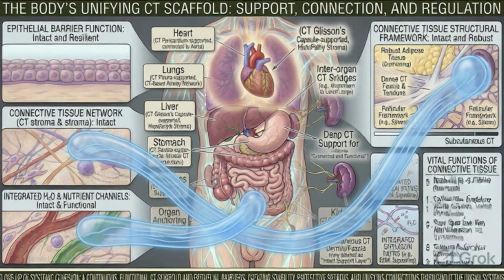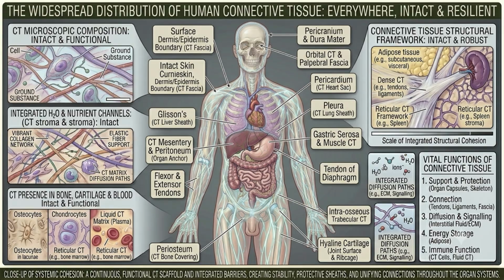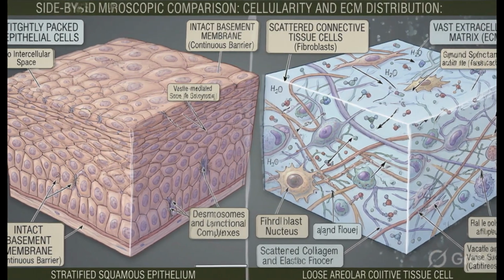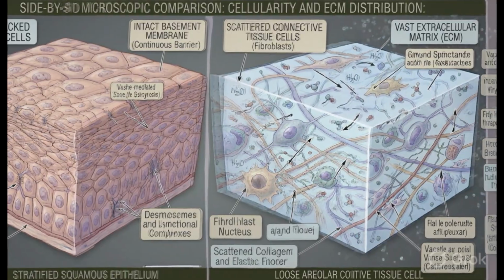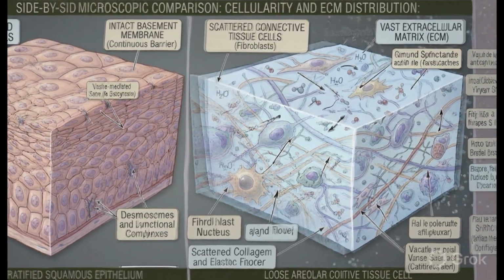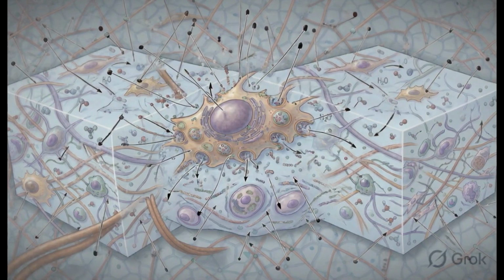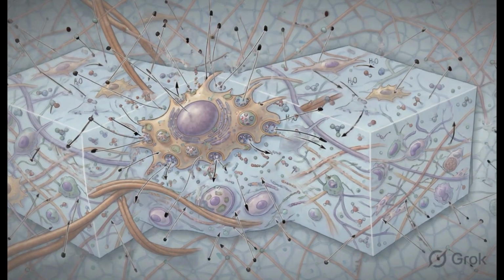Connective tissue. The second problem the body must solve is structure. Cells and organs cannot simply exist in empty space. They need to be supported, held together, and protected. This is the role of connective tissue. Connective tissue is the most abundant and most varied tissue type in the human body.